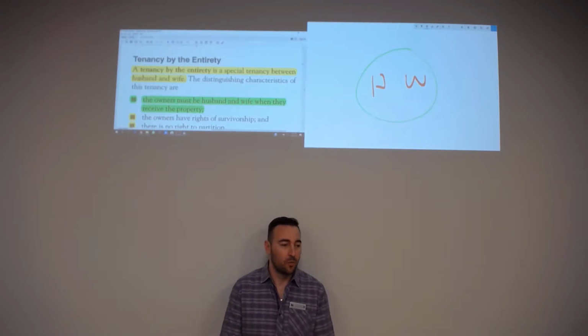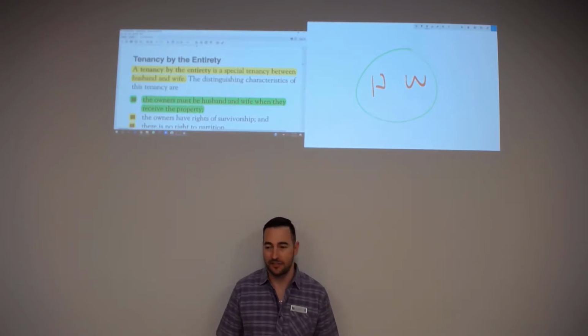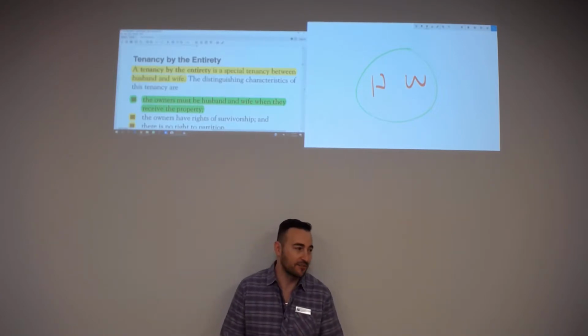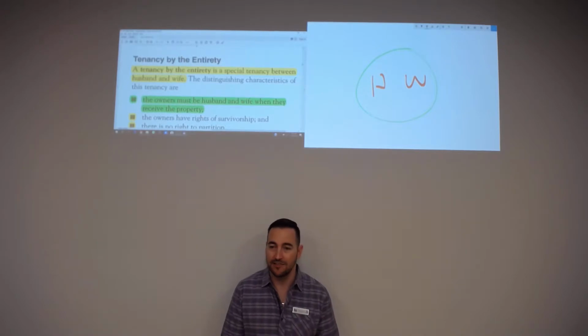So, why would you do a JT versus a TIC? Business decision. What is the advantage of a JT? It's the right of survivorship. The main feature, you gotta know this because this is a question. The main feature is a right of survivorship, meaning one person dies, the other person keeps the assets. It does not go to heirs.